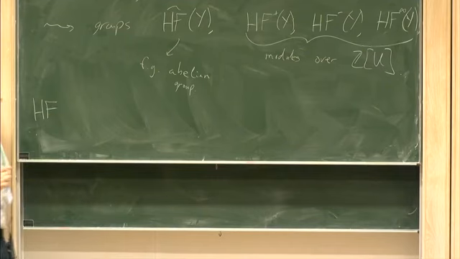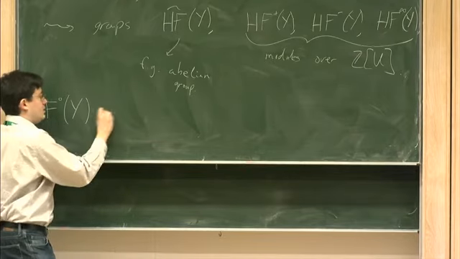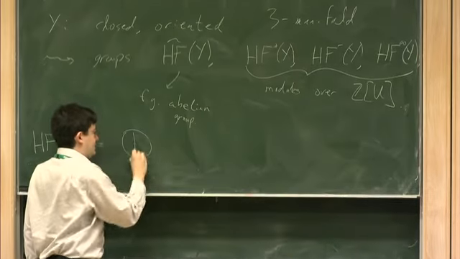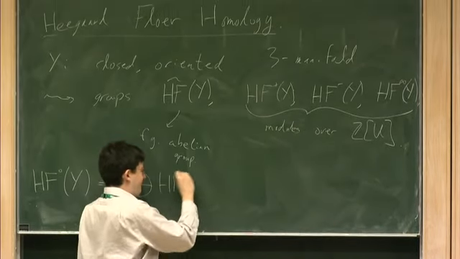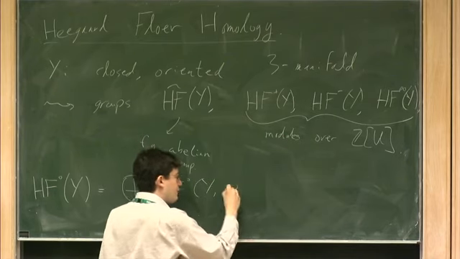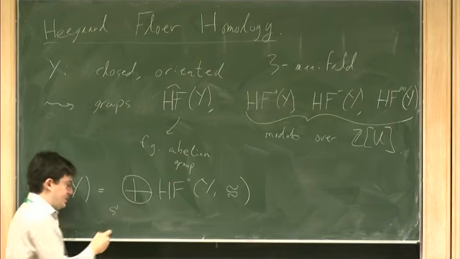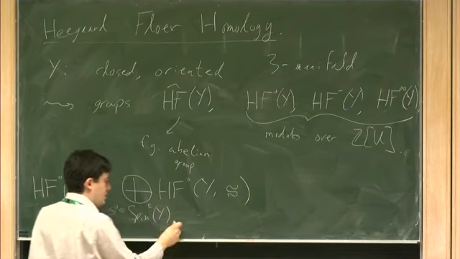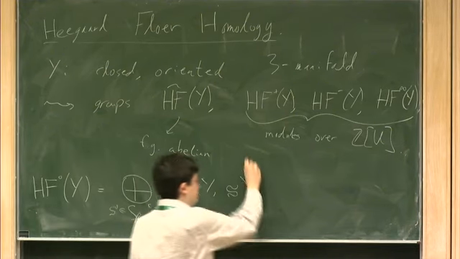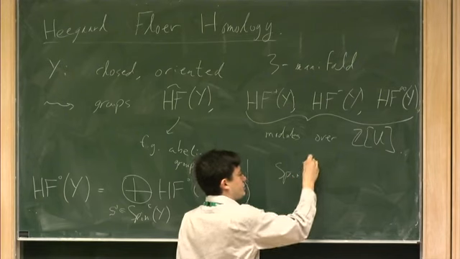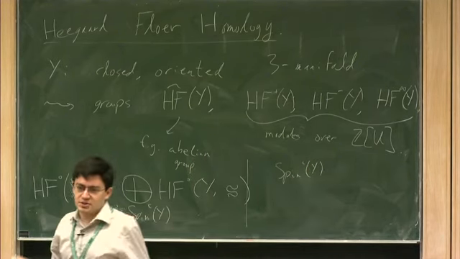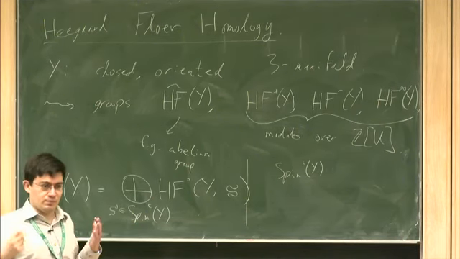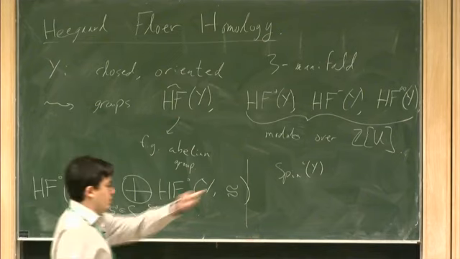So often, sometimes people write just HF circle to mean any of these versions, or I might just write HF. It is going to decompose as a direct sum of terms. And the summands are going to correspond to spin C structures. Okay, so spin C structures can be thought of as certain kinds of bundles over your three-manifold.